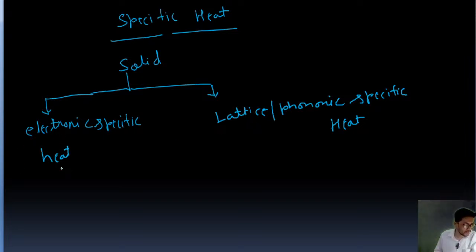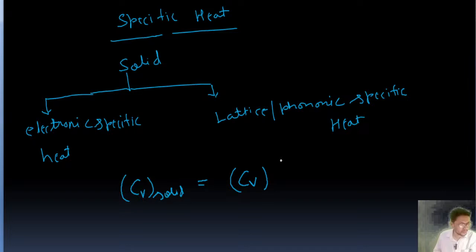Okay, so now we can write Cv, the specific heat of a solid, is equal to Cv because of free electrons plus Cv because of lattice. So this Cv of solid is Cv because of free electrons and Cv because of lattice vibration, Cv lattice. This is an important point.